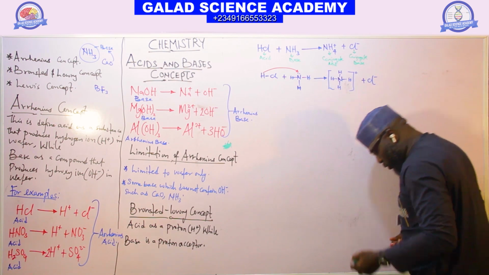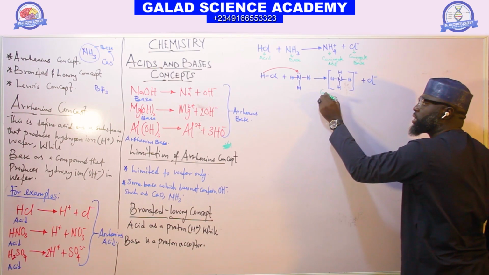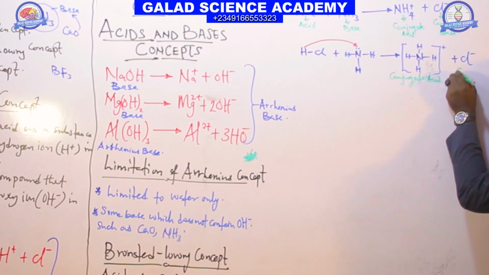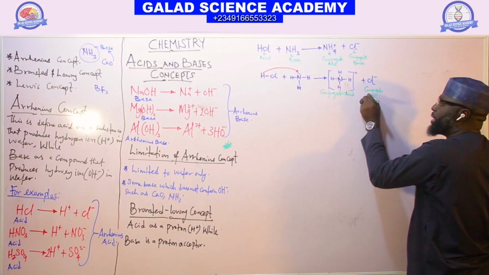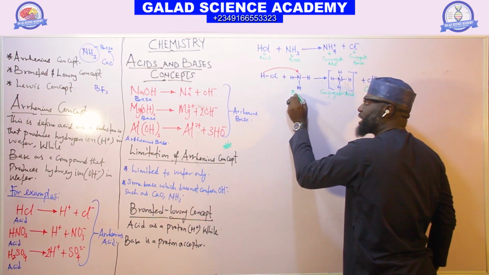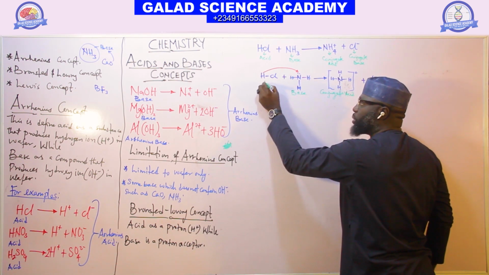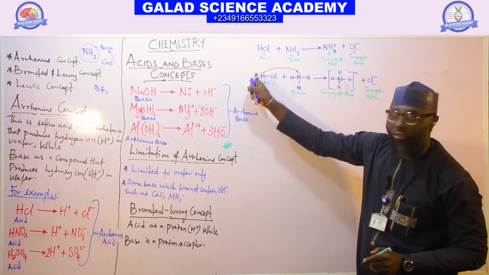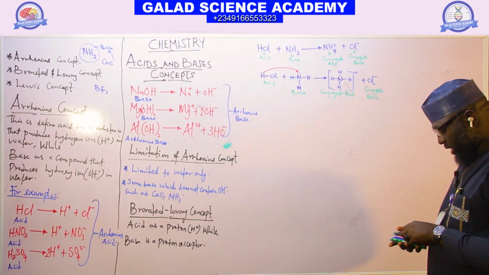So the complex ion that is formed here is the one I said we call the conjugate acid, whereas this one we call the conjugate base. And this one is the Bronsted base. This one we call the Bronsted acid. This is how the proton is moving from the Cl to this. And let me give you another example on this.